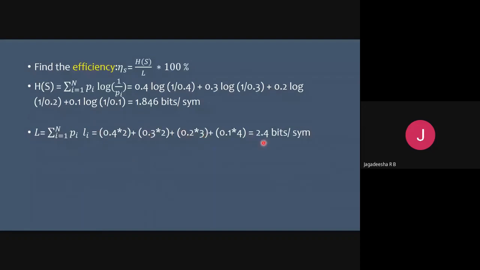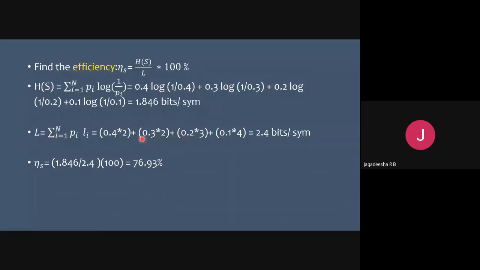You just find out eta s, that is H of S, the entropy, divided by L, the length, multiplied by 100. So that comes to about 77%. So this says that using this example, the particular algorithm gave us 77%. But if you use some other example, maybe the efficiency will be better, because these values are from this example, not from the theory, right? So this is the performance or efficiency. Efficiency should be high, right? It should be 100%. That's the ideal case.